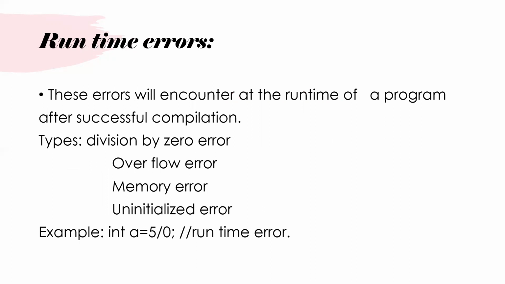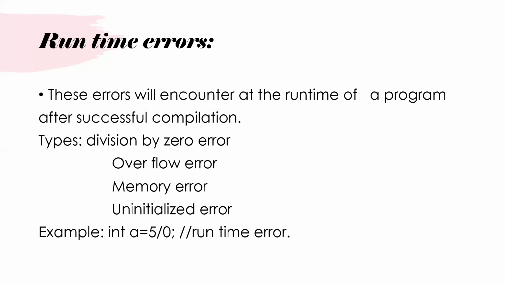Next are the runtime errors. Runtime errors will be listed after successful compilation, during runtime. So these errors will be listed after successful compilation of the program. For example, we have a division by zero error here. Division by zero is syntactically correct, but that operation is not possible because infinity is not defined in the compiler. So the error will be thrown at runtime.